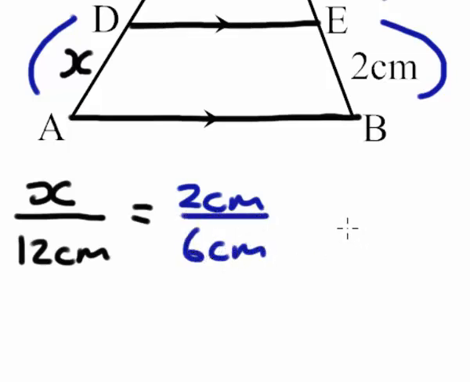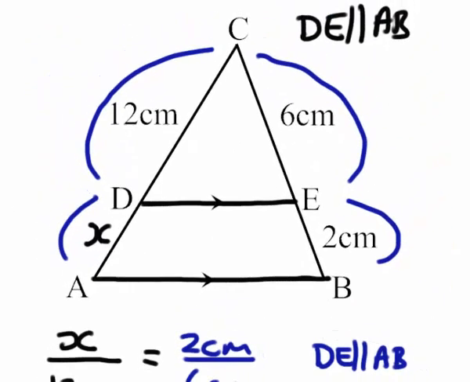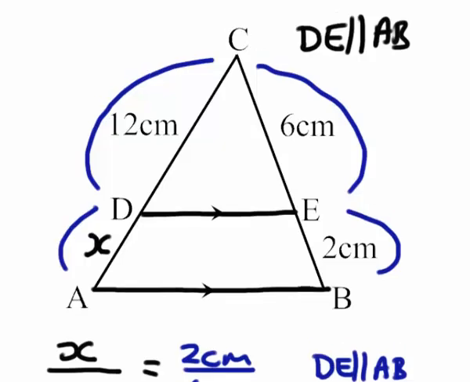And when you do this, it's because DE is parallel to AB there. You see, it's the proportionality theorem. If DE is parallel to AB, then the ratios will most definitely hold true. Okay, so what can we do if you have a look at this?